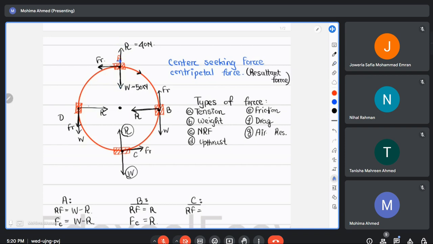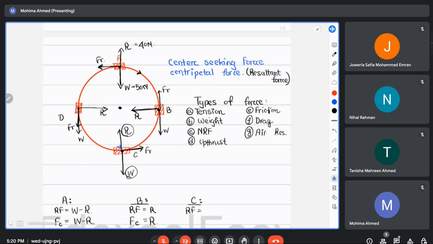So it's clearly understood that, out of these two forces acting on the particle at point A, weight was acting towards the center, right? The reaction force was acting away from the center. So in order to make this particle move in a circular pathway, there has to be a resultant centripetal force, for which weight has to be greater for section A.